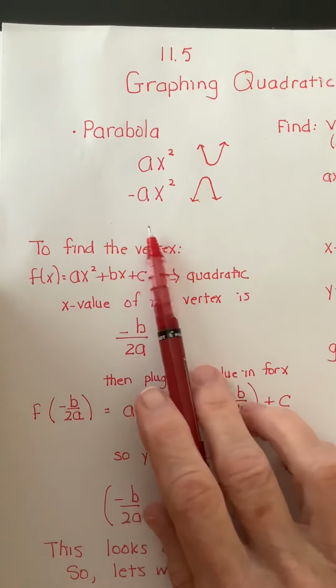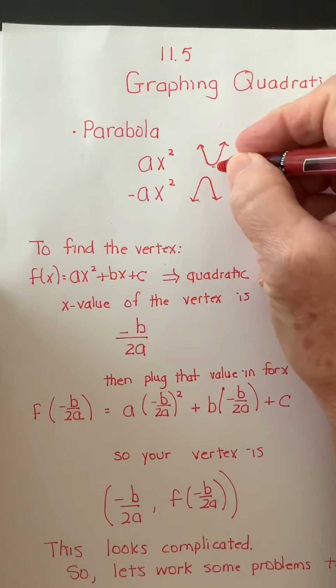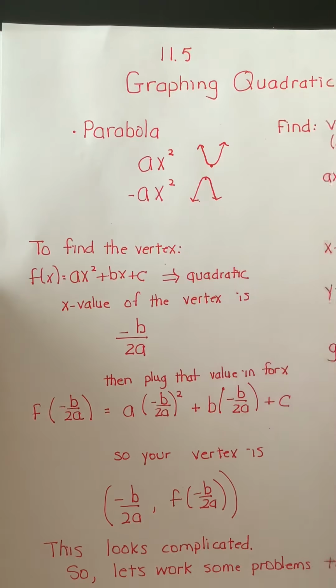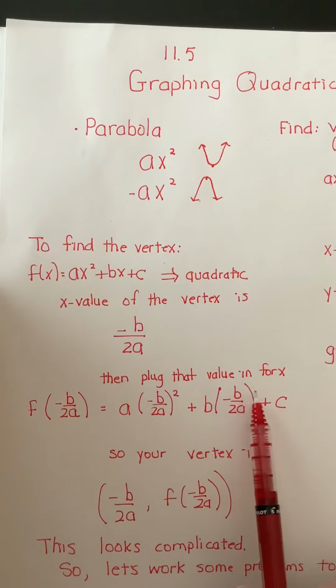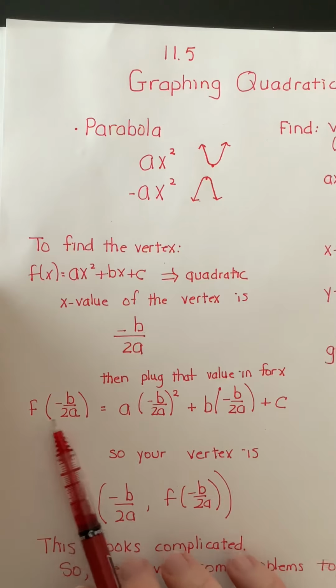To get your x value for the vertex, your vertex is this point right here or this point right here. To get the x value for the vertex, it's the opposite of b over 2a. If you look at your quadratic formula, and you took off everything past that, the plus or minus the square root, you'd have left the opposite of b over 2a, and that's exactly where this comes from. So this is how you get the x value of your vertex. To get the y value, you're just going to evaluate the function at that x value.